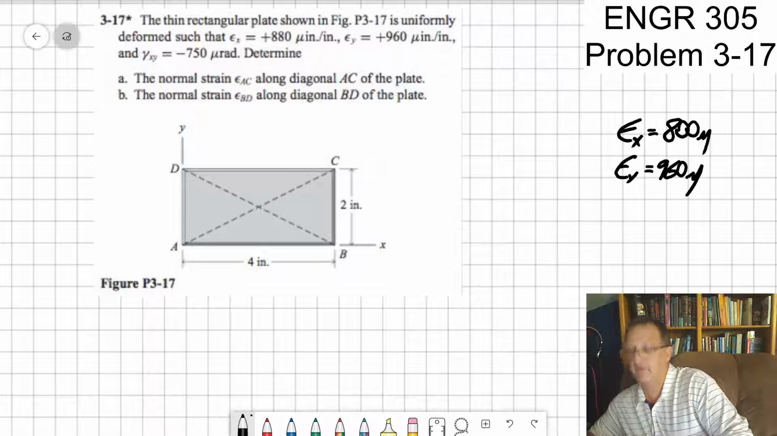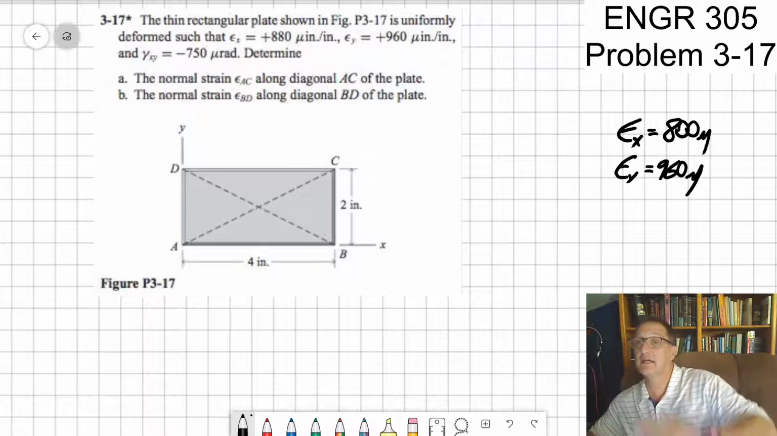That's also positive. See how I got to change the lens on my glasses? Yeah, it's not real good.